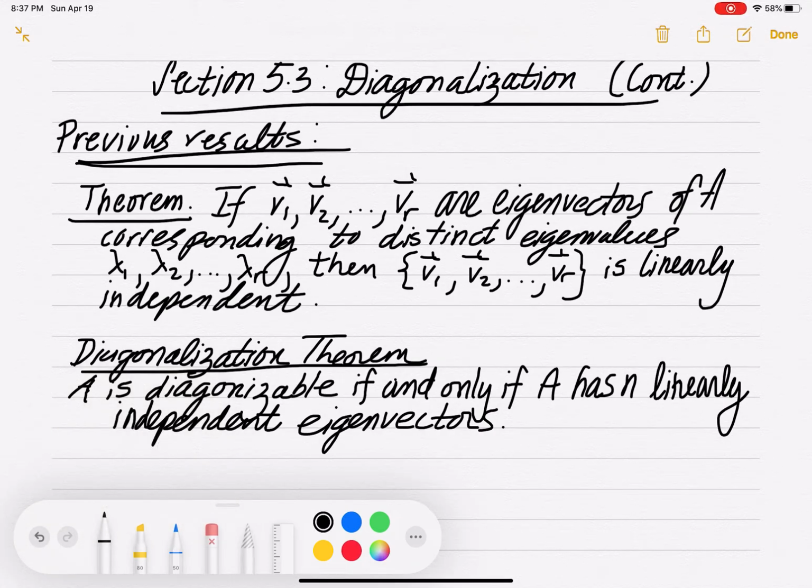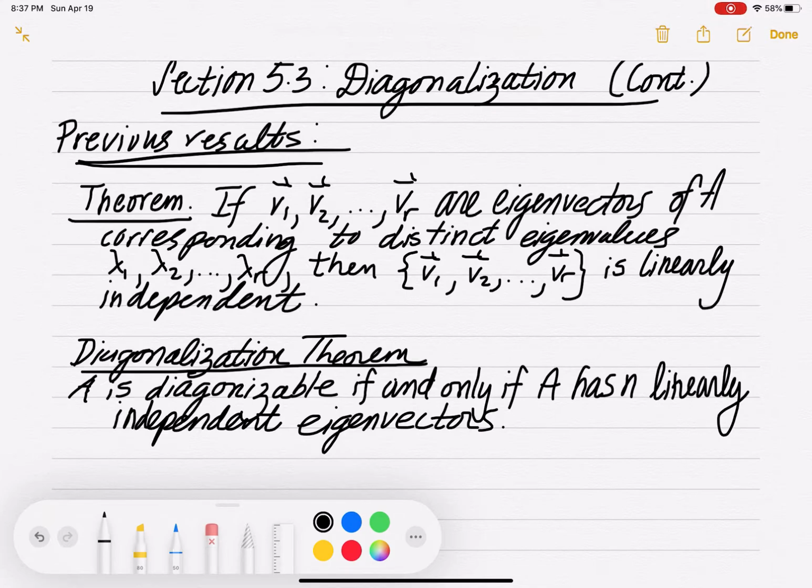So we'd like to work through some examples of diagonalizing matrices, but there's still a little more theory we need to get through. So far, in our very first video, we looked at a preliminary result. I called this theorem: if v1 through vr are eigenvectors of A corresponding to distinct eigenvalues lambda 1 through lambda r, then those eigenvectors form a linearly independent set. That's a really important result.